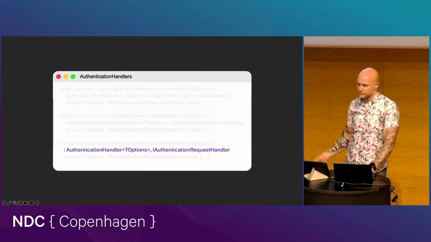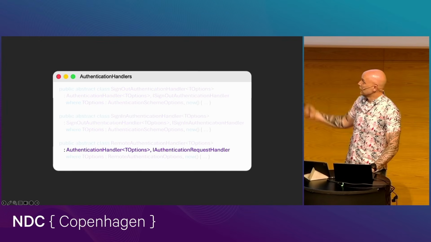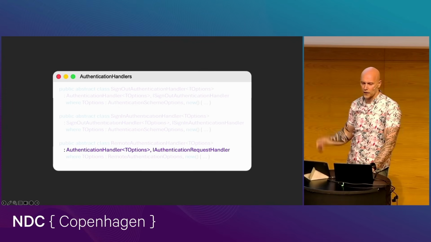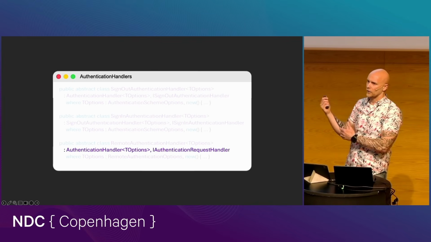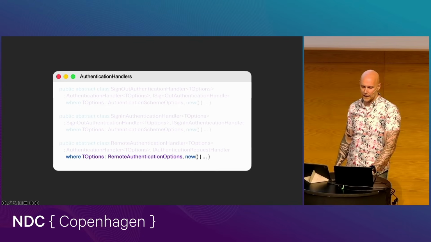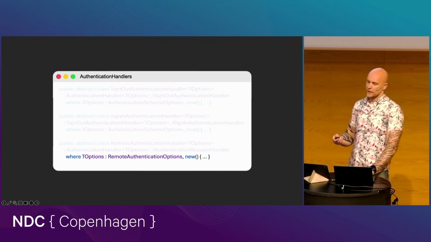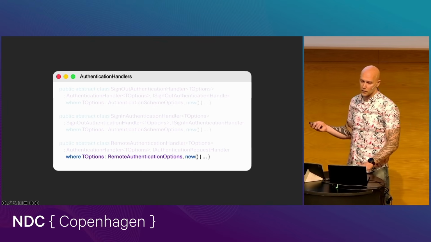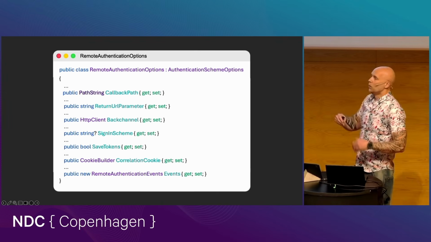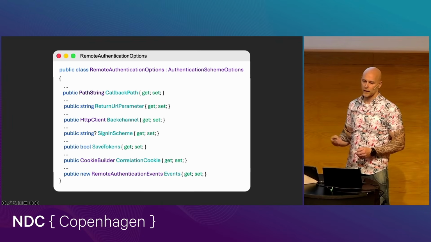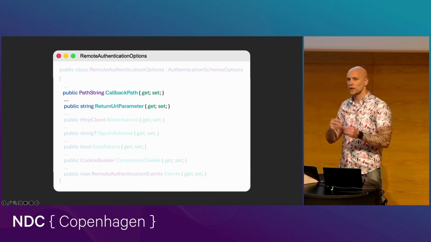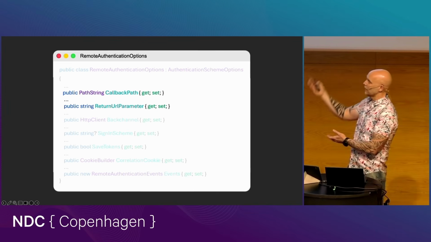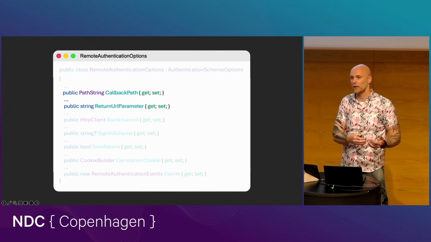So first of all, it implements the authentication handler of T options, plus the authentication request handler. So it says, hey, I need to plug in and listen to incoming requests on top of being a handler. And then it has its own set of options. So it basically has a remote authentication options instead of authentication scheme options. And the reason for that is that it adds some remote-specific properties, like, since you're going to be remoting somewhere, sending someone off, you're likely going to have a callback path where they come back after having been authenticated.